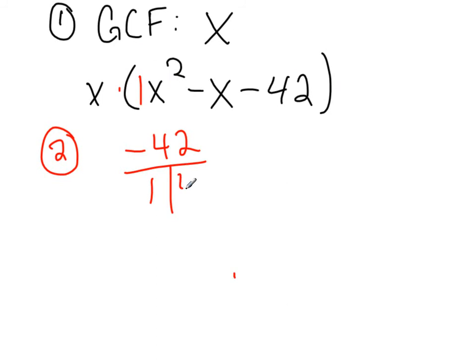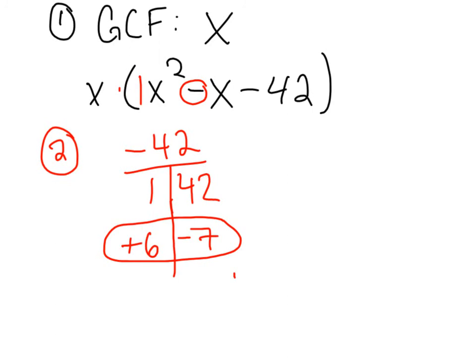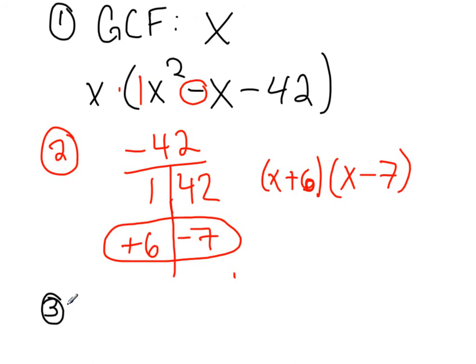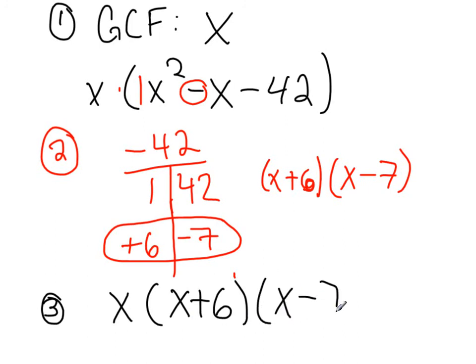Now, we got 1 and 42, lots of things, and eventually we'll find 6 and 7, in which b determines the sign, so we have a negative. The other one has to be positive. Positive times negative is a negative, and sure enough, 6 plus negative 7 is negative 1. So our factored form of just this part is x plus 6 and x minus 7. And now the most important thing to do is to not forget your GCF. So we have x times x plus 6 times x minus 7, and we're done.